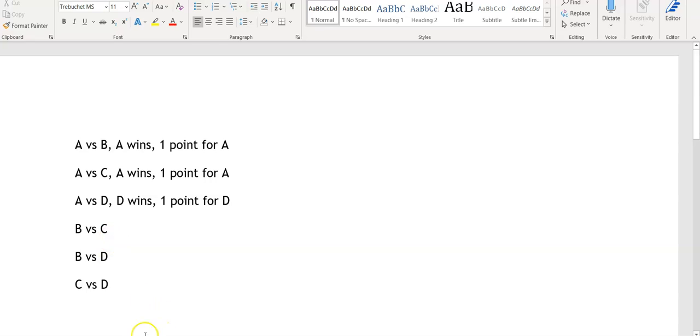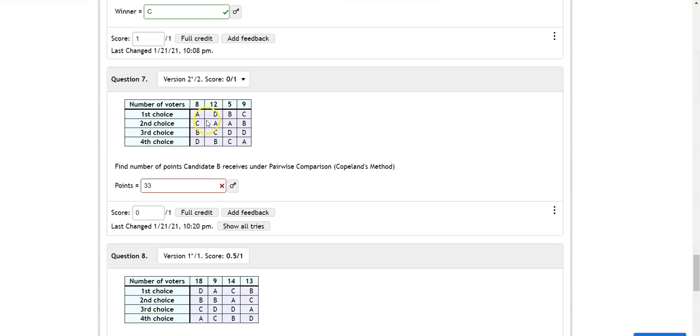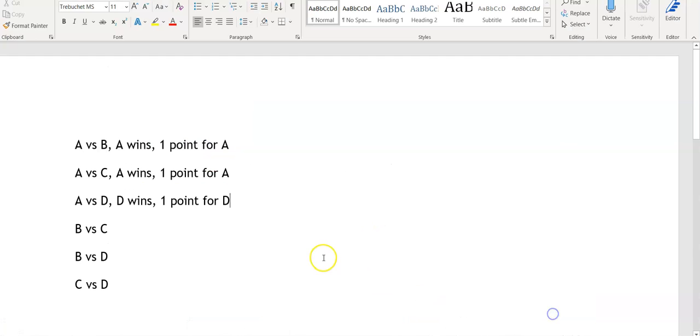All right, B versus C. So B versus C. C gets these 8 because it's above C in this column, or above B in this column. C gets these 12. That 8 and that 12 is 20. And so C wins the head-to-head with B. That's 1 point for C.